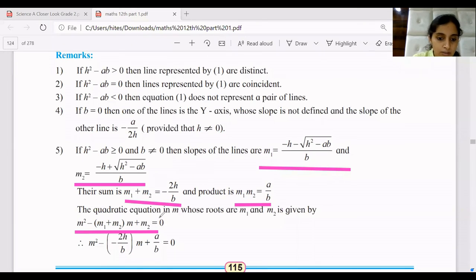This textbook makes so many mistakes. Just a minute. Yes, over here we should have m1 into m2, okay, which is a upon b. So that is the equation in m. So they could tell you to find the equation in m if the slopes of the two lines are given to you. Okay, so we should be able to write that as well.